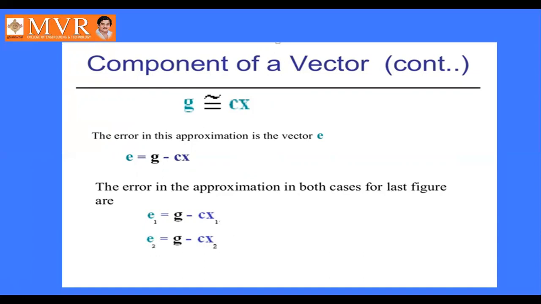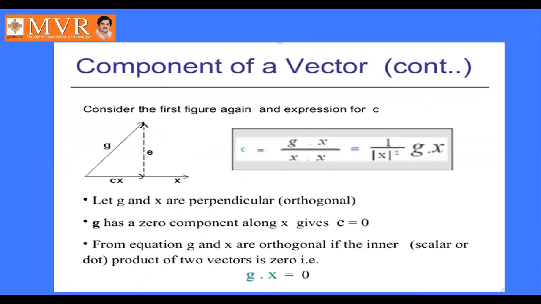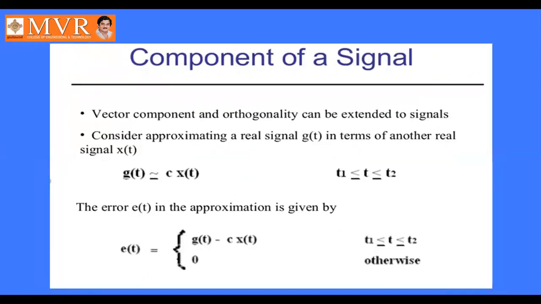Similarly, you can see the component of a signal. So far we discussed the component of one vector along another vector. Now you will see the component of one signal along another signal. Vector component and orthogonality can be extended to signals also.